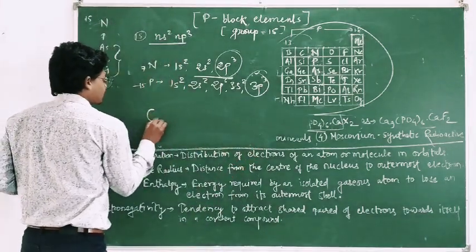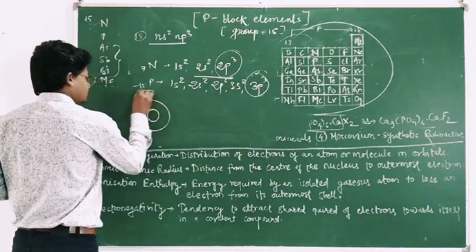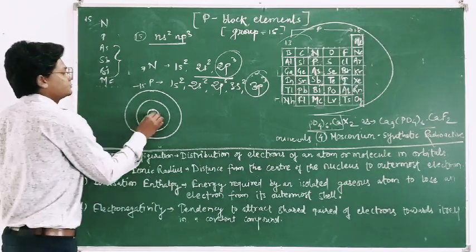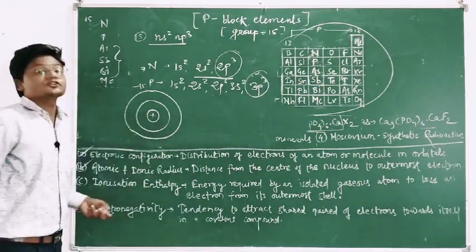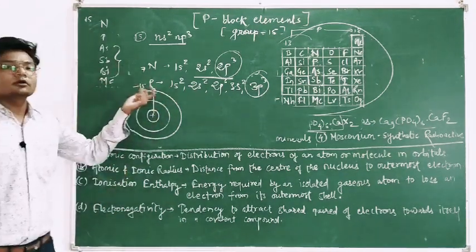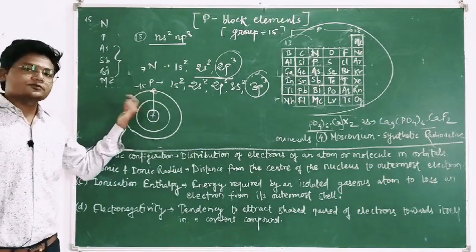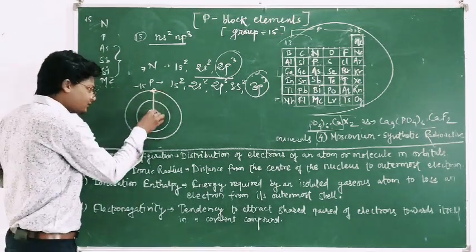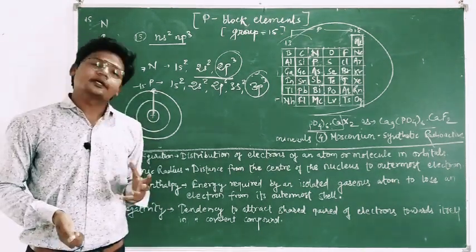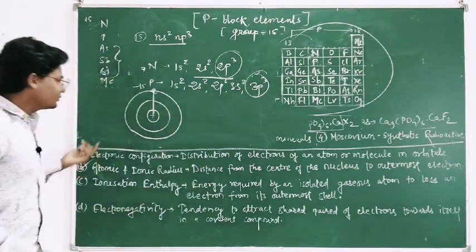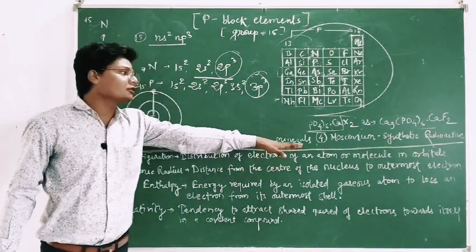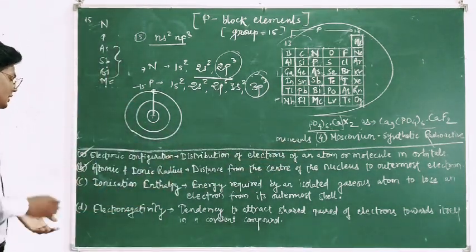So let me draw a diagram. Okay. Suppose this is the nucleus in which protons are found, and suppose this is the outermost orbital or orbit in which an electron is spinning. So this distance from the nucleus to the outermost electron is known as atomic radius. Okay. Or if it is in the form of an ion, it will be known as ionic radius. Distance from the center of the nucleus to the outermost electron is known as atomic or ionic radius.